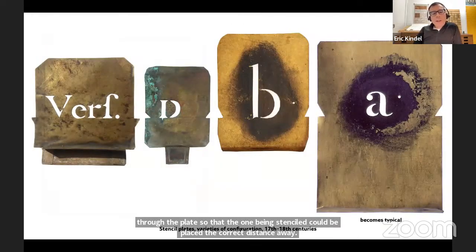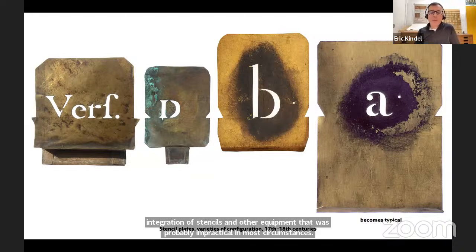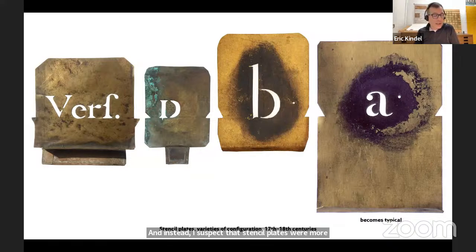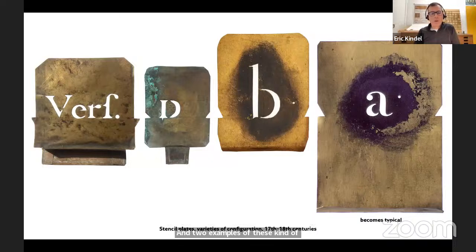The configuration of the stencil on the left of this group is one of the few partial pieces of evidence we have that suggests that stencil work in France was actually done in this intelligent way. In general, though, such a method required an integration of stencils and other equipment that was probably impractical in most circumstances. And instead, I suspect that stencil plates were more commonly designed such that their use did not require additional customized equipment. And two examples of these kind of stencils I show here on the right.